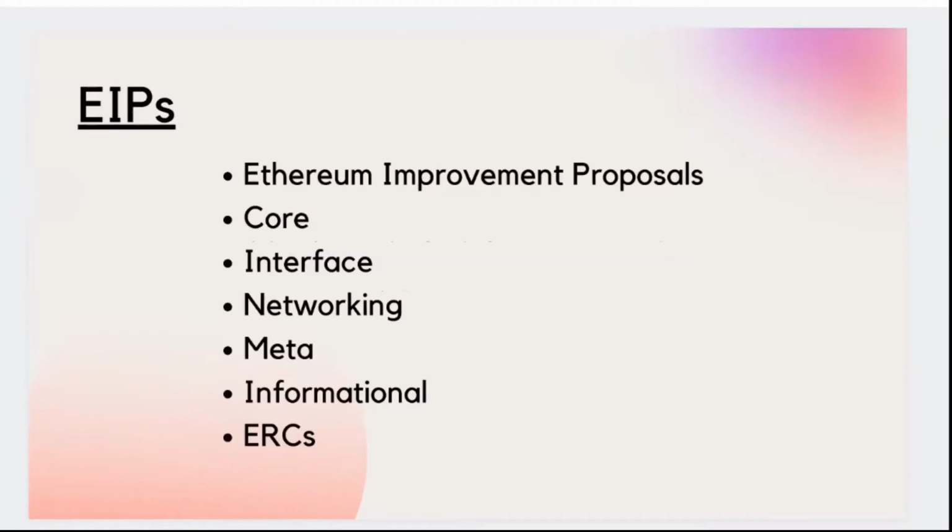The EIP stands for Ethereum Improvement Proposals. There are a bunch of categories of EIPs. Those categories are core, interface, networking, meta, informational, and ERCs. EIPs are like standards that are implemented on chain and into the Ethereum network. Those network upgrades are happening on a quite regular or irregular basis, and the core devs, with the help of the Cat Herders, are managing EIPs.